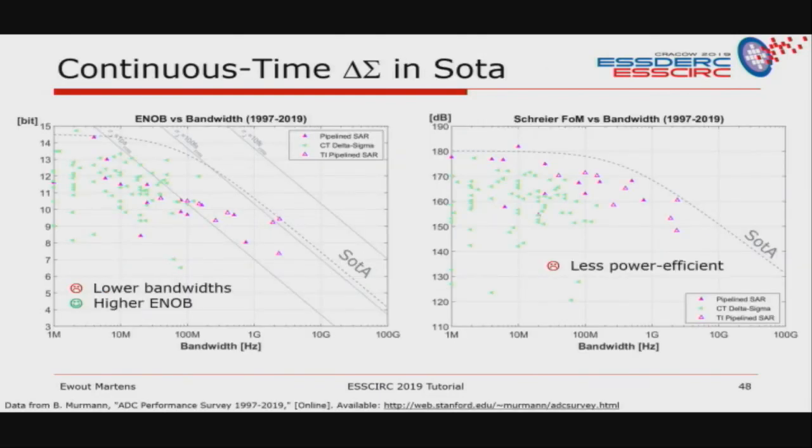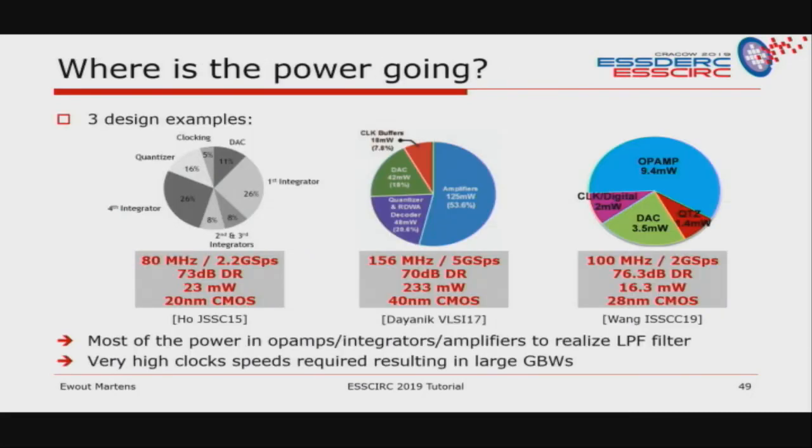If you look at the state of the art for this continuous time, you see that they achieve very high ENOB but lower bandwidths because of the oversampling, of course. They're also less power efficient than the time-interleaved pipeline SAR ADCs. Where is the power going? Here are three design examples of these continuous time ADCs. If you look at the power breakdown, you see that most of the power is always going to the low pass filter and the op amps, integrators, or amplifiers of that. That's mainly because you need to oversample, and that in general results in large gain bandwidths for these filters.